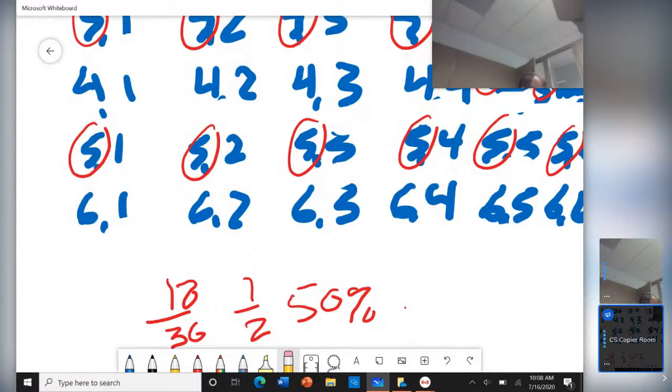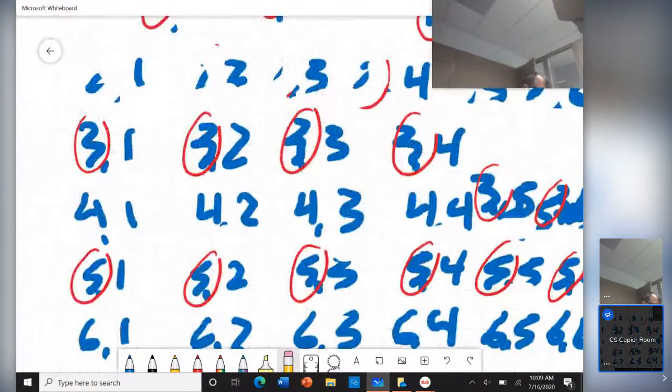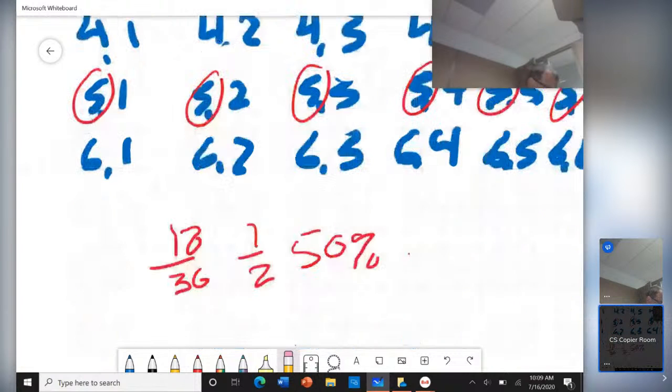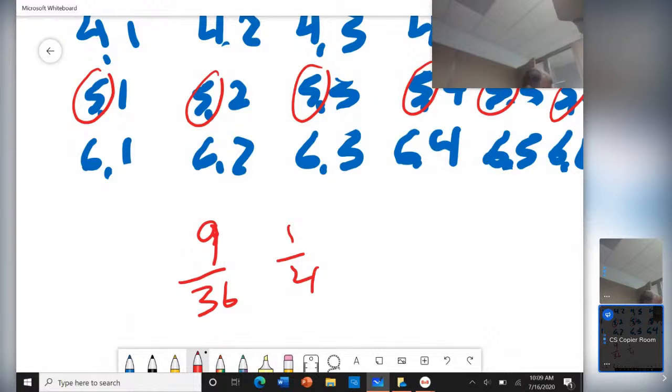And the probability of prime numbers on both dice, there's going to be 9 of them. So that would be the 1, 3, and the 5. Okay, and that happens 9 times. So that would be 9 out of 36, which is going to be 1 out of 4 when you reduce that.